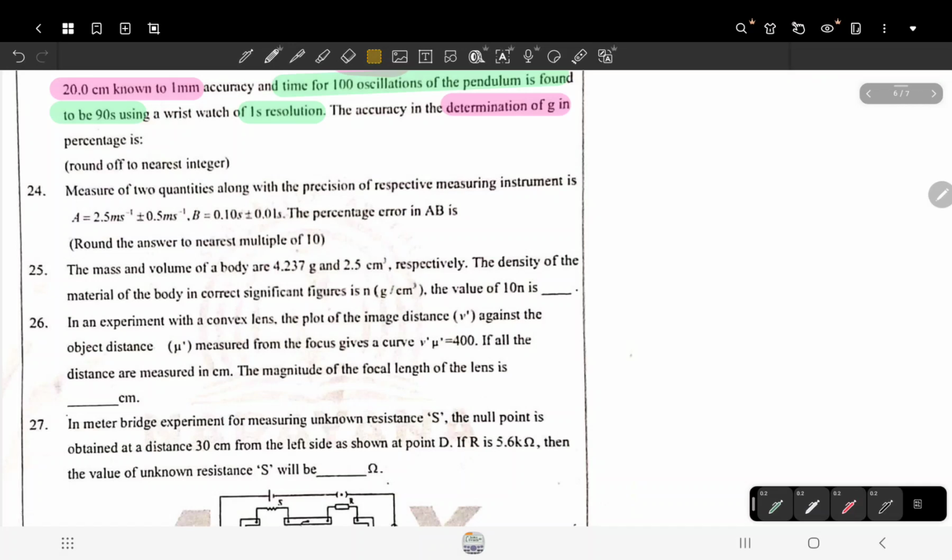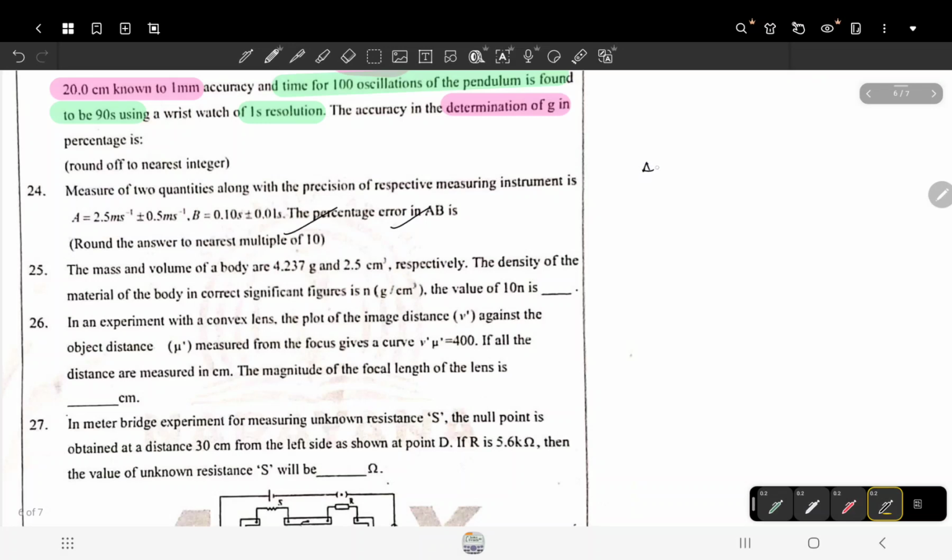Question number 24. Measure of two quantities along with the precision of the respective measuring instrument: A is equal to 2.5 meter per second plus or minus 0.5 meter per second, B is equal to 0.10. You can do this clearly because it is only direct formula based. That is multiplication. You have to find the percentage of error, right?